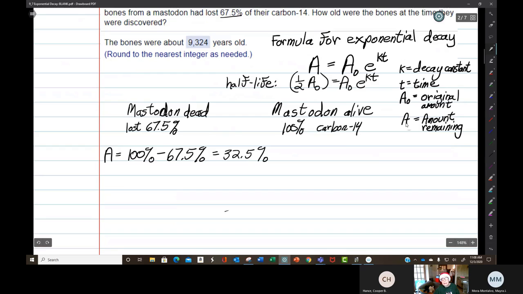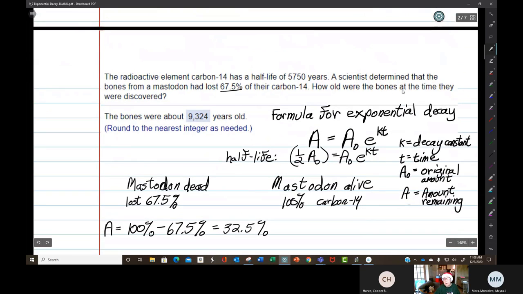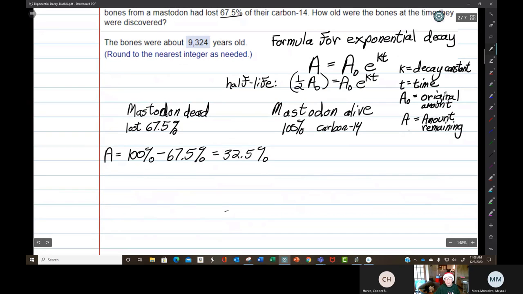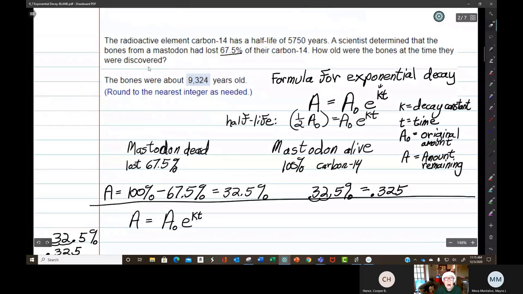Okay, now what we're being asked to do is to find out how old the bones were at the time they were discovered. So this is actually a two-part question. The first thing we have to do is find K. You can't do anything until you find K. So, we're talking about half-life here. The radioactive element carbon-14 has a half-life of 5750. That's going to give us our K. Almost always, you find the K of your formula by using the half-life.